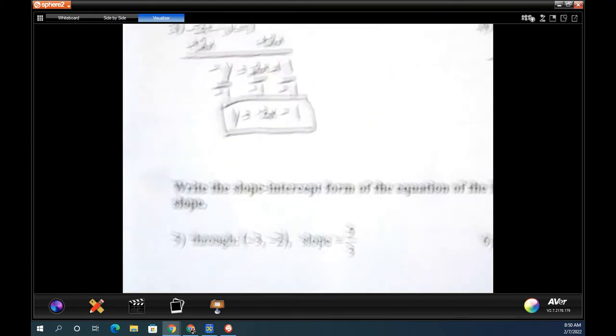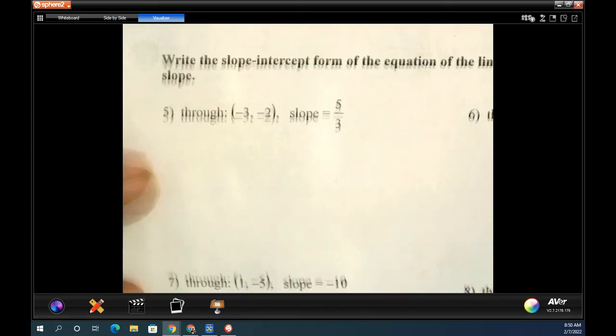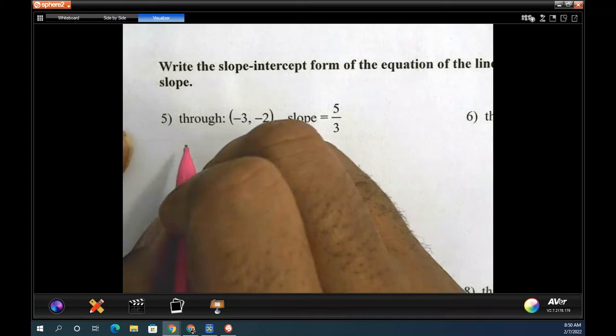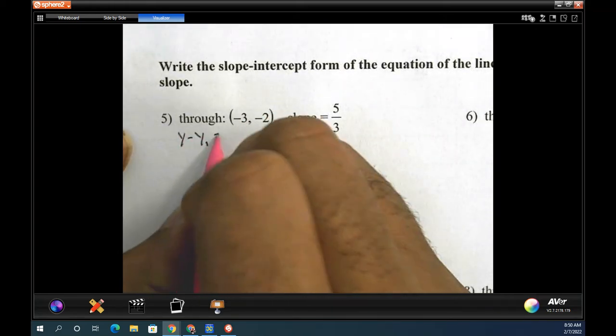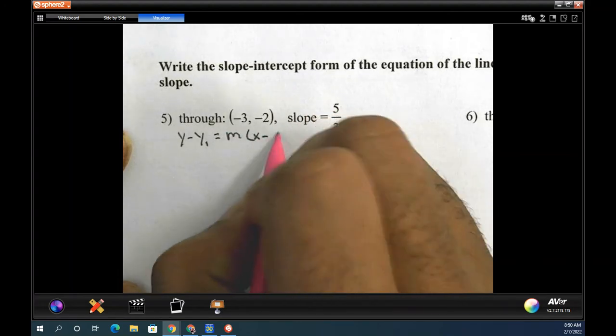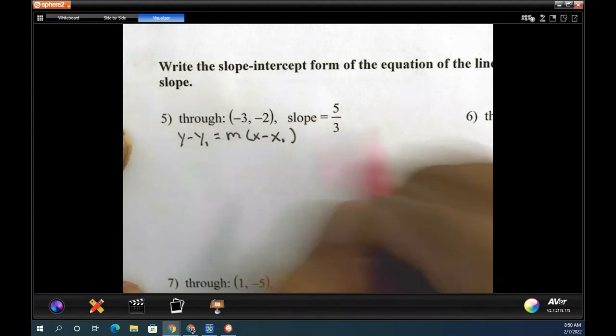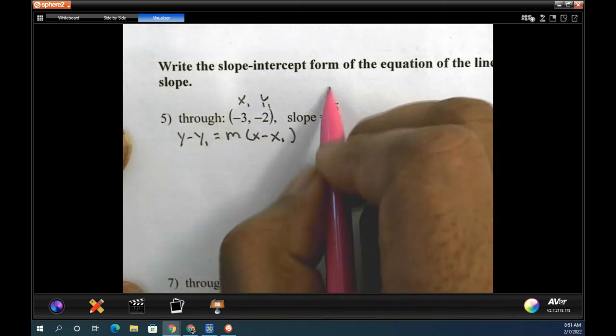Here we go, y'all's favorite that we've done. Write the slope-intercept form of the equation of the line through the given point with the given slope. Remember this, point-slope formula. y minus y sub 1 is equal to m times x minus x sub 1. Here's your x1. Here's your y1. There's your m.